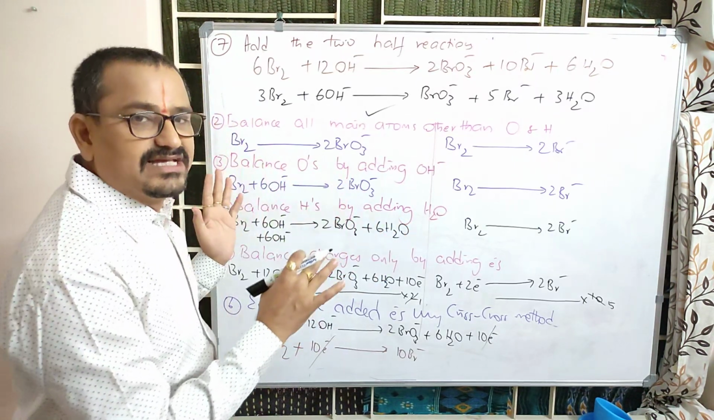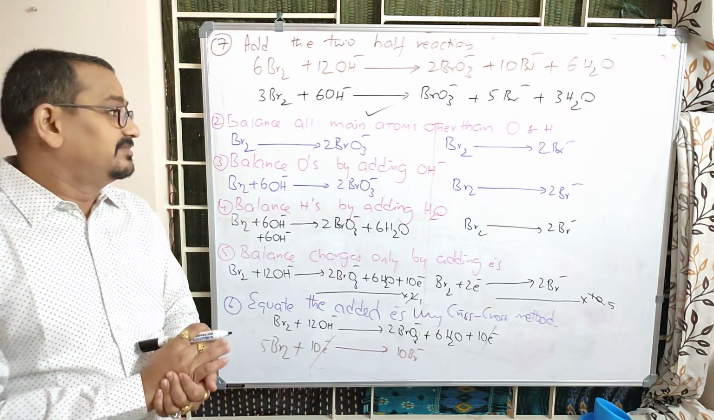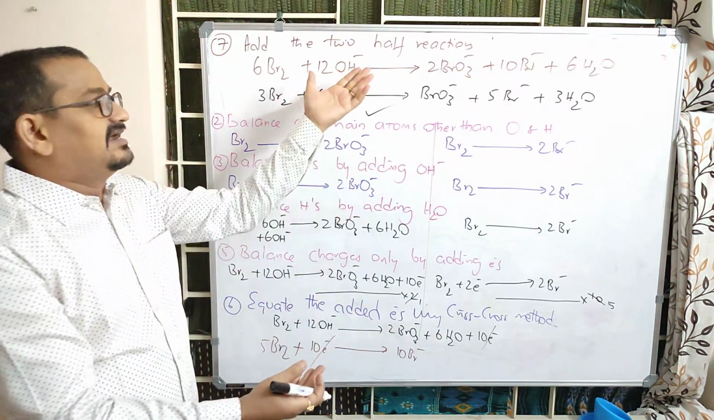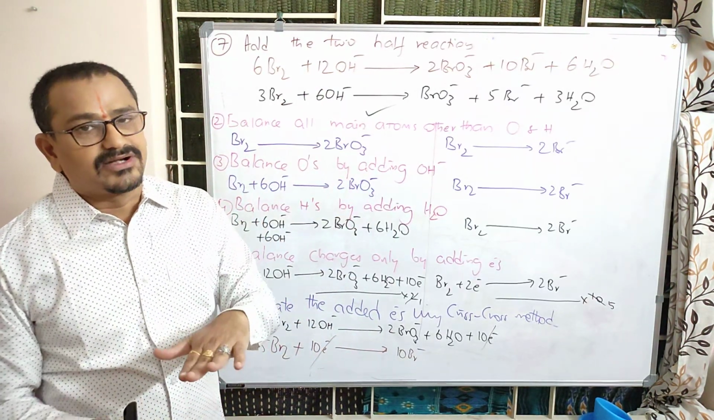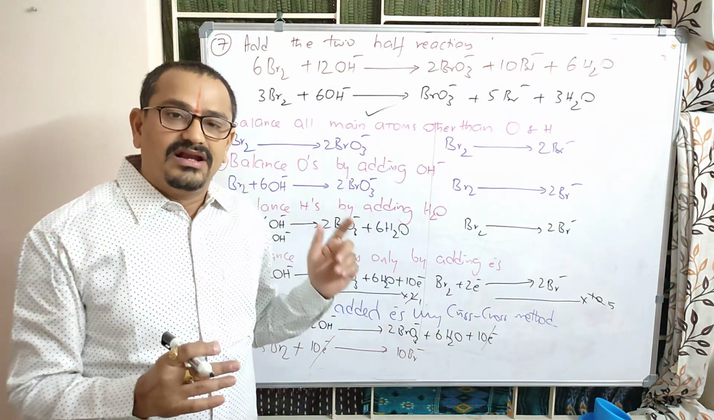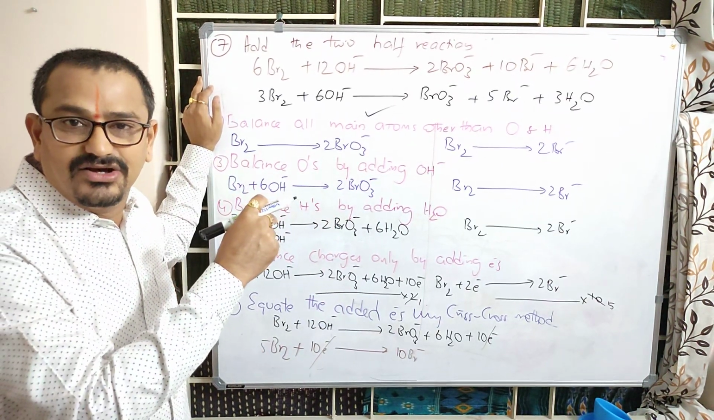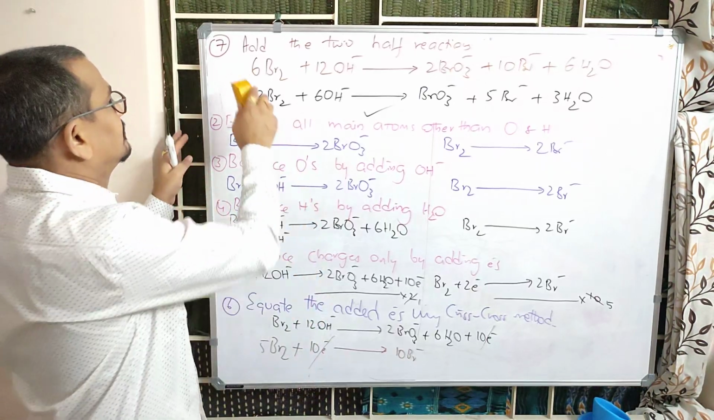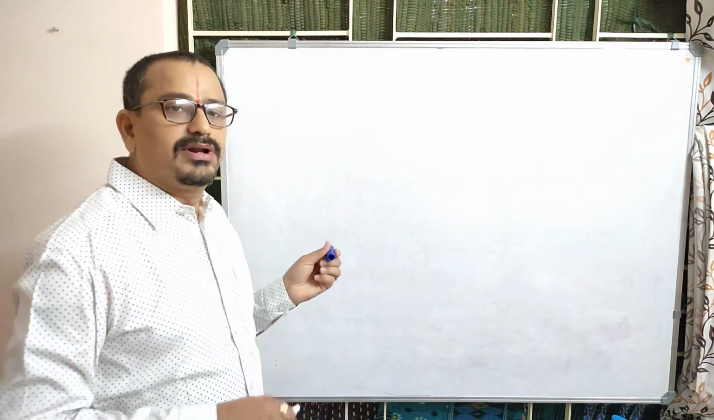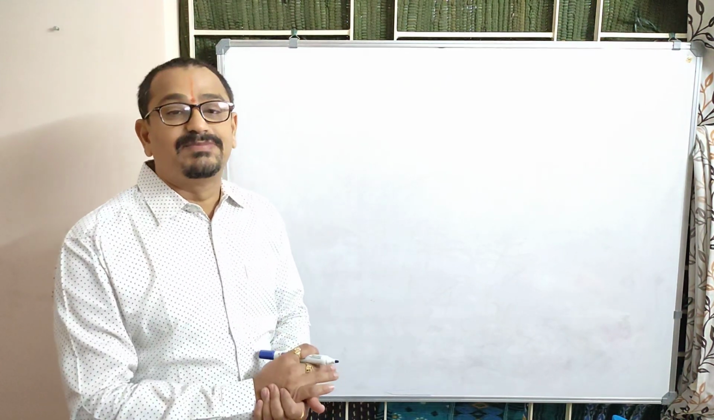So this is how we can balance it in the half reaction method or ion electron method, because we are dividing them into ions and adding electrons finally and then solving. That's why this is called the ion electron method, or also called the half reaction method, right? Now let us discuss one more numerical in this basic medium, which is also a disproportionation reaction.